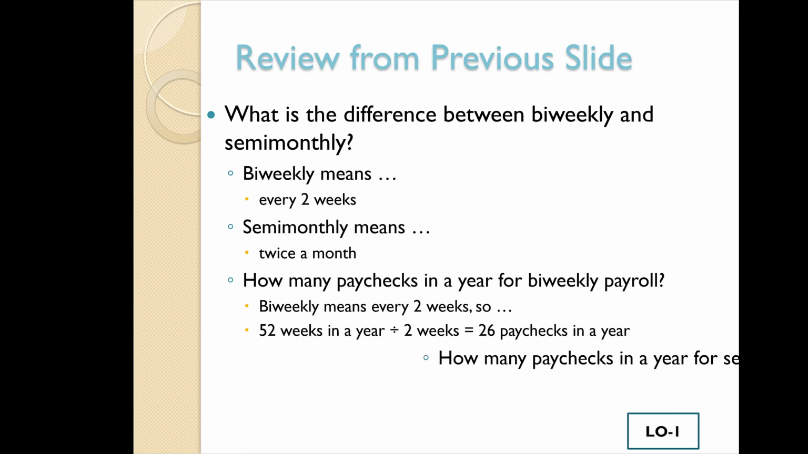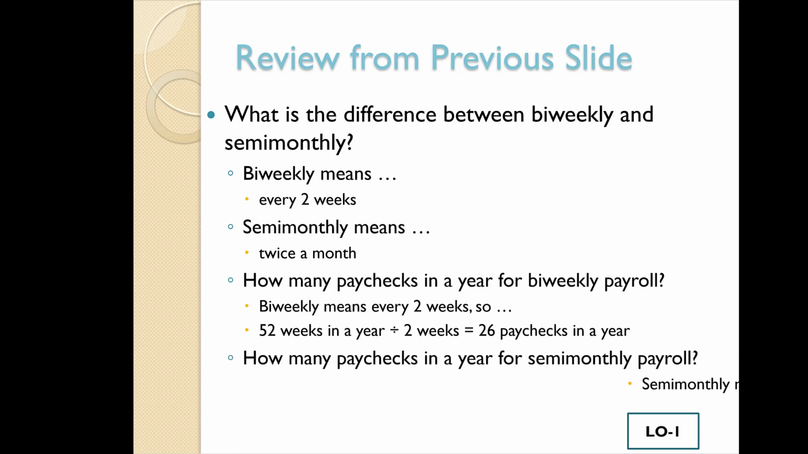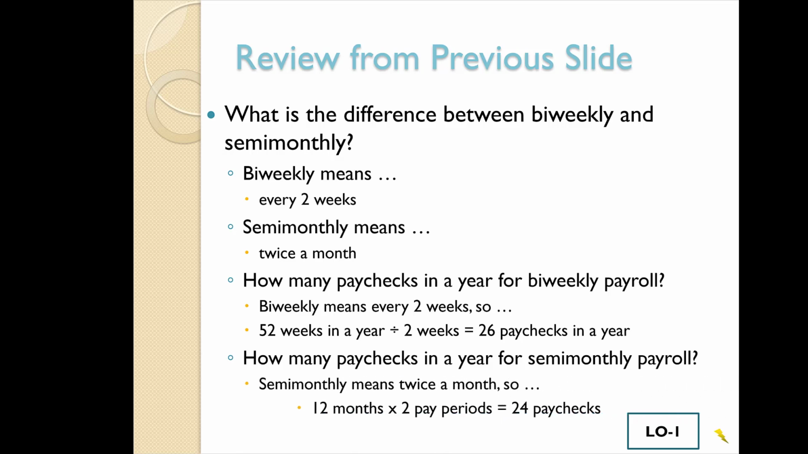So then the next question is how many paychecks in a year for semi-monthly payroll? Semi-monthly means twice a month. So 12 months times 2 pay periods equals 24 paychecks. At the college, I'm paid semi-monthly on the 10th and the 25th of every month. Hey, it's payday.